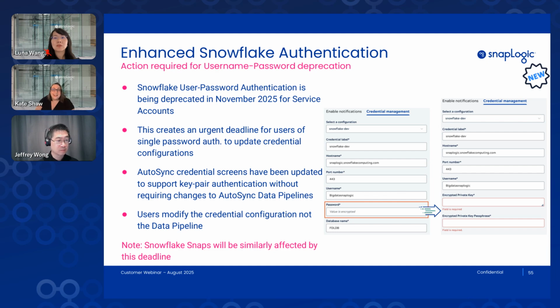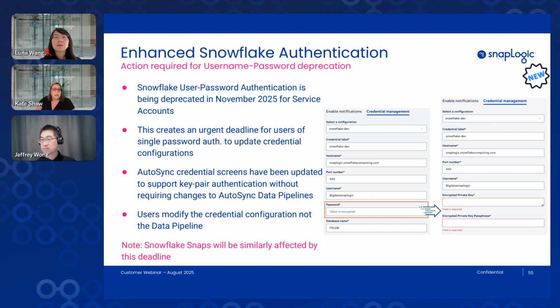Key pair authentication capability. So you can see here the screen previously when you created the credential in AutoSync had a password field. That's now going to have the two key pair field entries. Please update your Snowflake related AutoSync data pipelines if you haven't already. This behavior is out now. You can do this as of today. If come November you haven't changed this, things will start breaking. All right, so action is required if you leverage Snowflake and you're using a username password authentication combination.